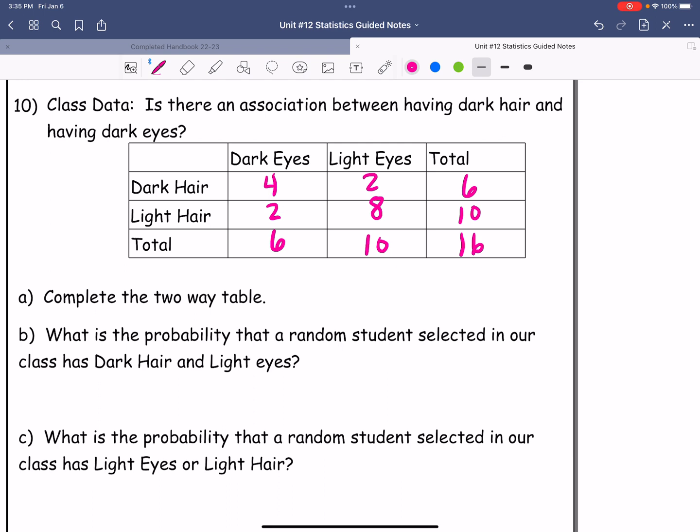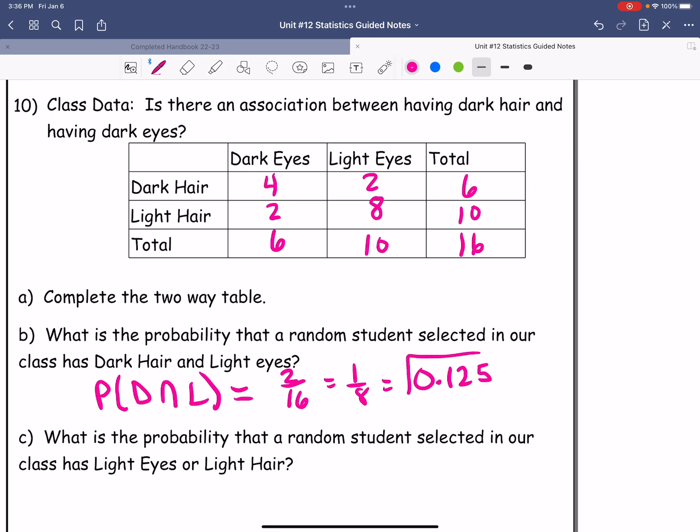What is the probability that a random student selected in our class has dark hair and light eyes? Dark hair and light eyes is 2 out of the 16 total, which is 1/8, which as a decimal is 0.125. And so that's the probability, dark hair and light eyes.